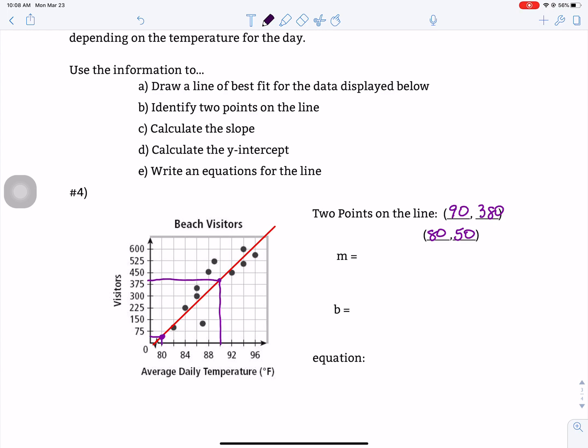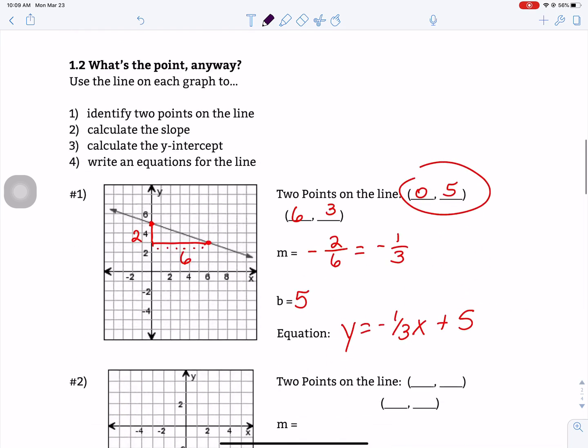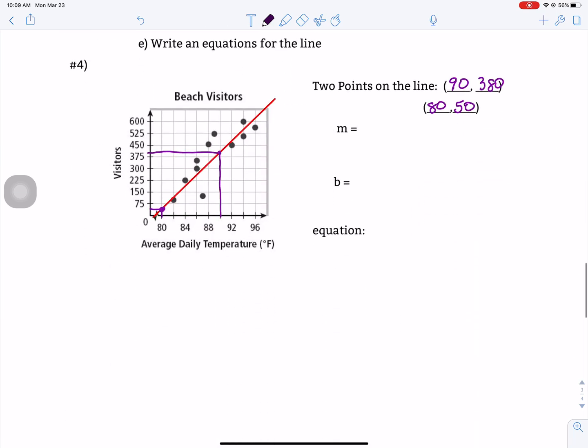I'm going to calculate my slope just like I did before. In this case, I'd probably use my slope formula. I can't see my y-intercept, so I can use what I did up here to calculate my y-intercept, and then write the equation of the line.